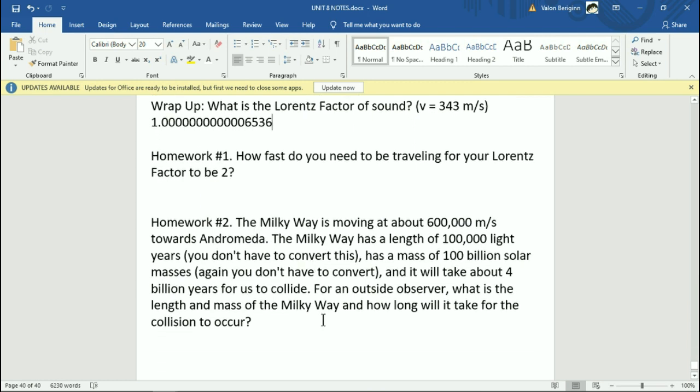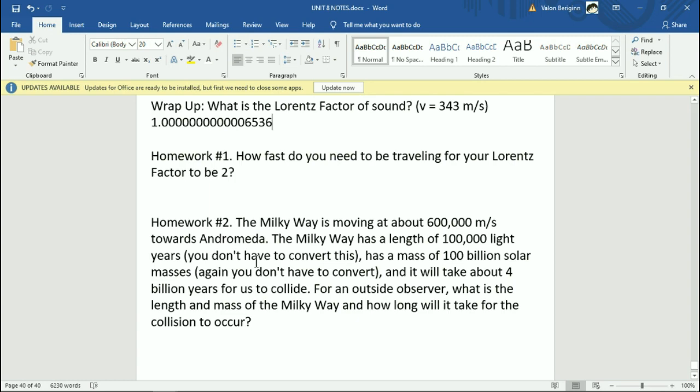And then number 2: the Milky Way is moving about 600,000 meters per second towards Andromeda. The Milky Way has a length of 100,000 light years, a mass of 100 billion solar masses, and will take about 4 billion years to collide. For an outside observer, what is the length and mass of the Milky Way and how long does it take to collide? A couple things about this.